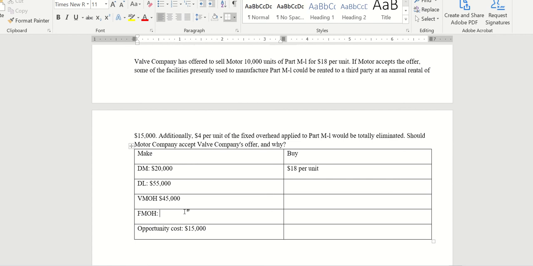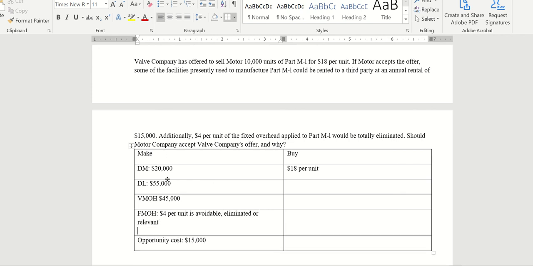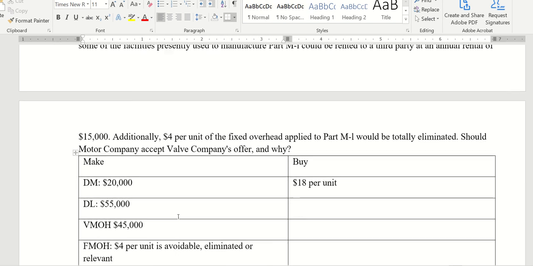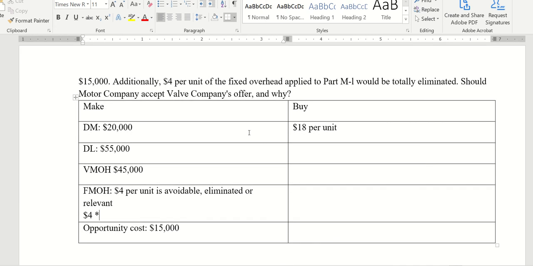And then $4 per unit. $4 per unit is relevant, could be totally eliminated, is avoidable. So $4, since these are all on a total, this is per unit, let's make them all on a total basis. So $4 multiplied by our number of units, which was 10,000 units, equals $40,000 for fixed manufacturing overhead. That's relevant to the decision. $18 per unit multiplied by 10,000 units.